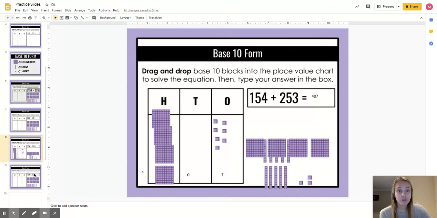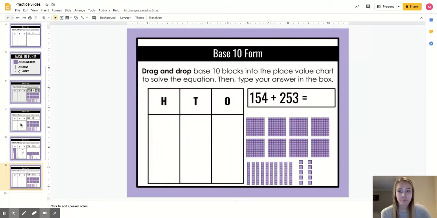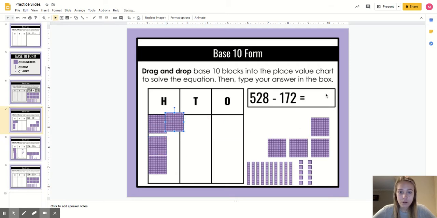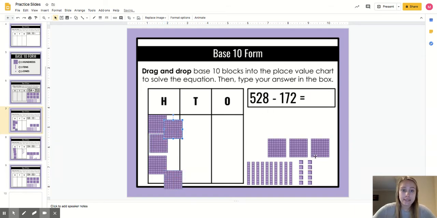Great job. Now I'm going to do a subtraction problem with you. Here we go. So again, the first step is to build this first number, 528. 528 has 5 hundreds, 1, 2, we might have to squeeze these in here, 3, 4, 5. And then it has 2 tens.